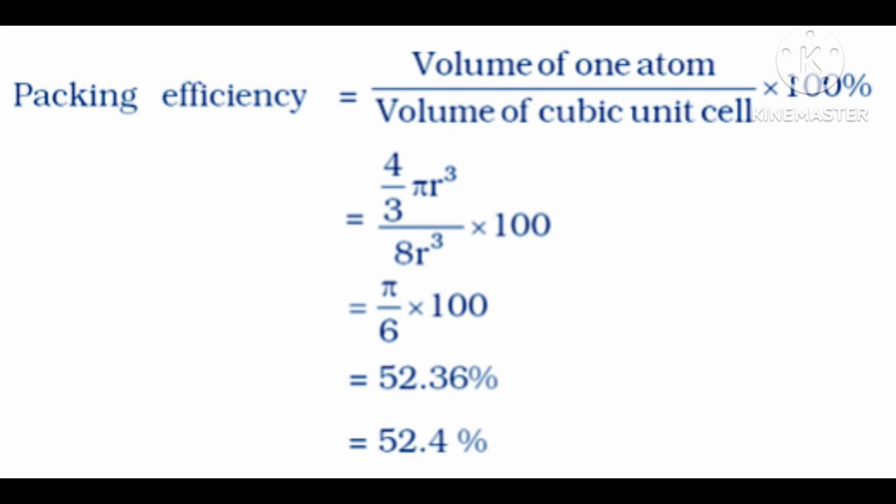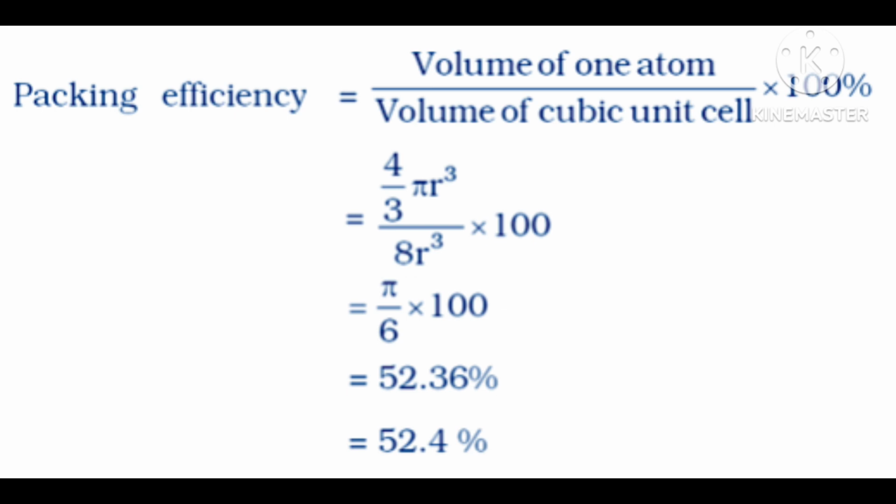Then what is the volume of the cube? The volume of the cubic unit is A cube, that is (2R) power 3, which means 8R cube. That is the cubic volume. Second, the sphere volume, the volume of the occupied space for 1 sphere, is 4 by 3 pi r cube. You multiply it only by 1 because only 1 sphere is there: 1 into 4 by 3 pi r cube.